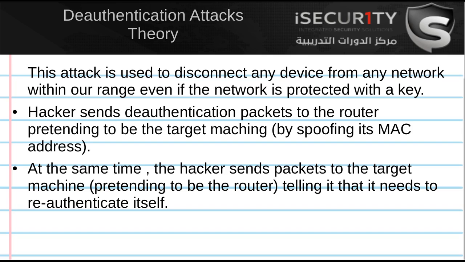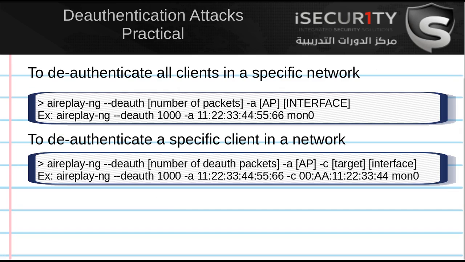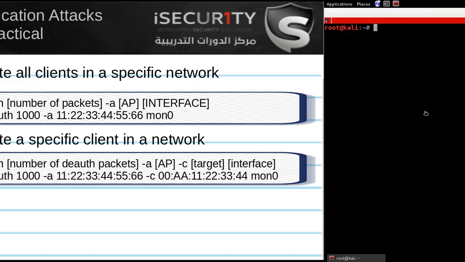So we're going to pretend to be the target client and tell the access point that we want to disconnect from you. And then we're going to pretend to be the access point and tell the client, you need to reconnect, you need to re-authenticate yourself. When we do that, the connection is lost. We're going to use a tool called aireplay-ng to do it. So let's see how we can do that.